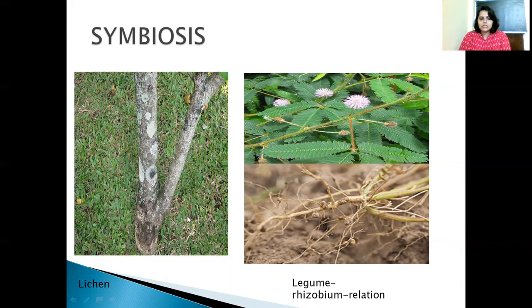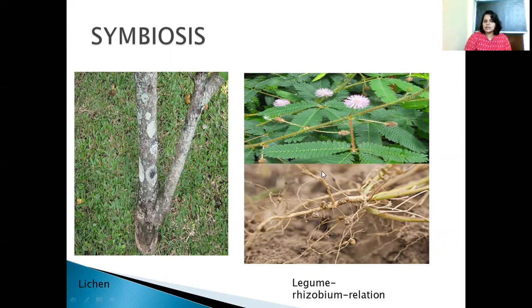Coming to the first category, lichen is a symbiotic relationship between algae and fungus. The algae helps in preparation of food and gives it to the fungal component, whereas the fungal component helps in absorption of nutrients and water and gives it to the algae.